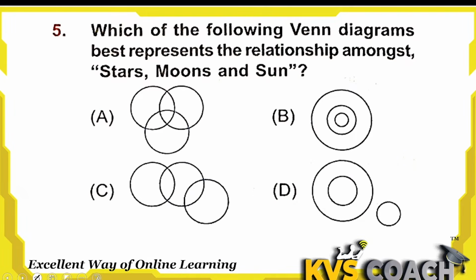Next, which of the following Venn diagrams best represents the relationship among star, moon and sun? Among star, moon and sun. Look, star, moon and sun. Sun is a star. Okay, so sun is a star. Here you can see that it's a star and sun is a star. So sun is under the star category. Okay, and moon is not a star, so moon is different. Moon is a natural satellite of Earth. So moon is different here. Okay, but they are the same in the universe. So D is the correct answer here.